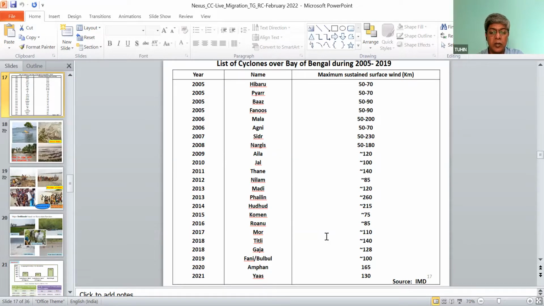So loss and damage is a major topic now in COP27. The damage is much higher than in earlier times. Maybe the reason is that the population has increased and the infrastructure has increased, so the estimated damage is also high due to that.